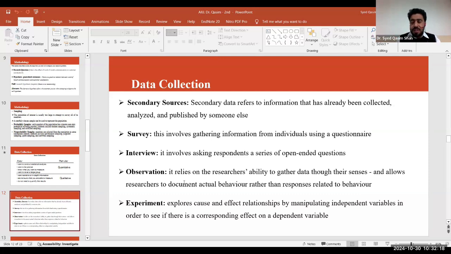Usually in psychology, in medicine, and other fields, we have experiments, we have a controlled group and other groups. So these are the different types of data collection methods or techniques, which obviously differ from each other.